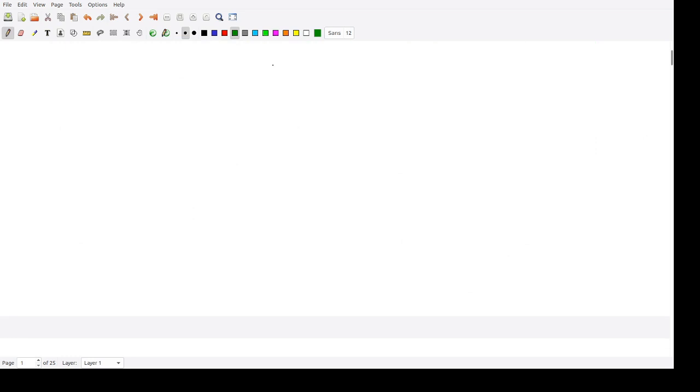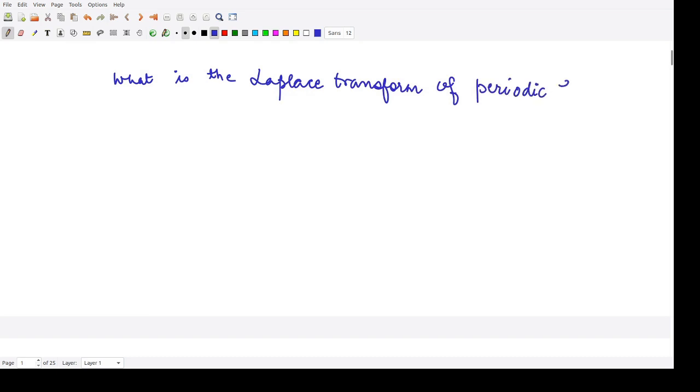Now the next task is, why are we studying periodic functions here? Because we wanted to see what the Laplace transform of a periodic function is. So this is what we are looking for.